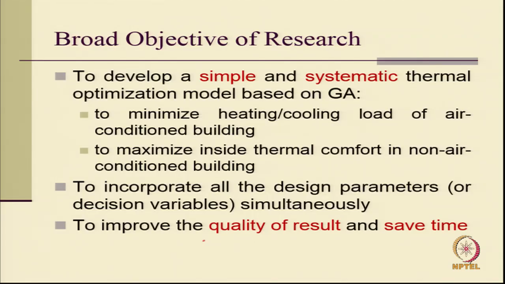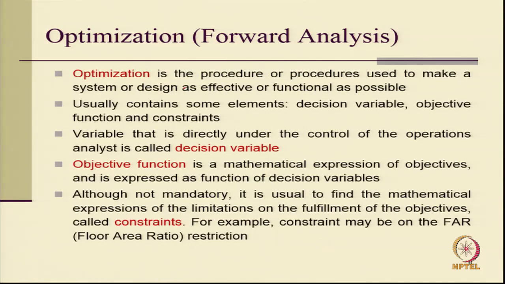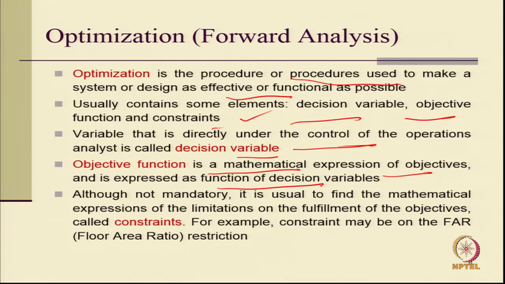So, gradually it should improve, it is an iterative process therefore. This optimization procedure, a system design or effective functions, usually contains some elements: decision variables, objective functions I have already mentioned. Variables that are directly under control are the decision variables. The objective function in our case is not a mathematical expression as such, but a kind of procedure through which you can calculate the cooling load. Some limitations or constraints you may have.